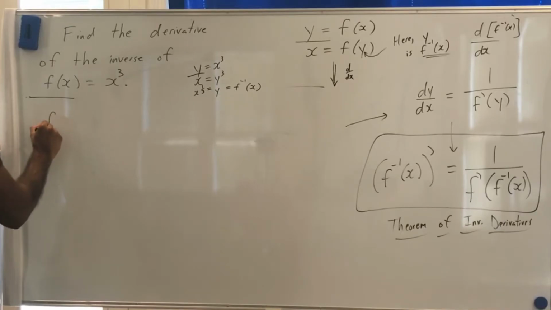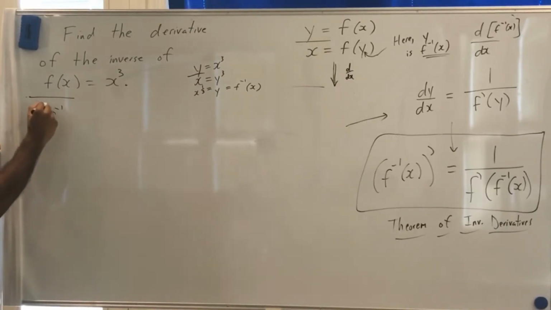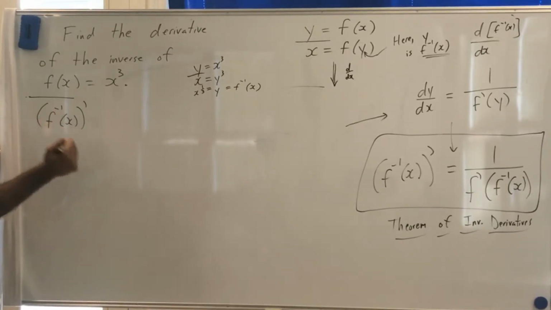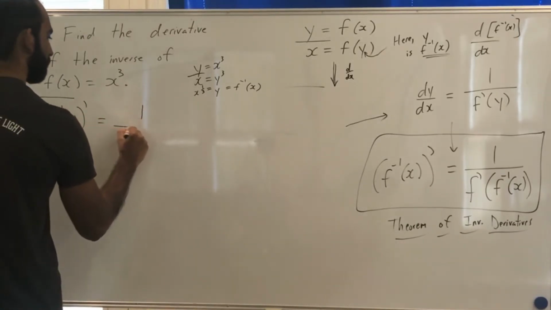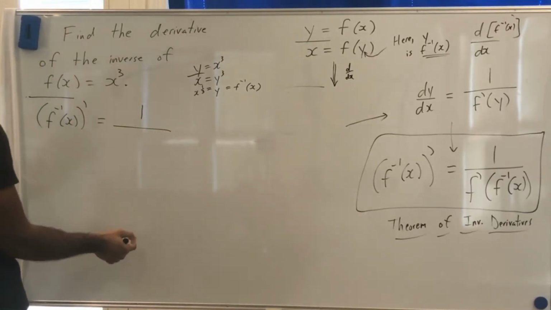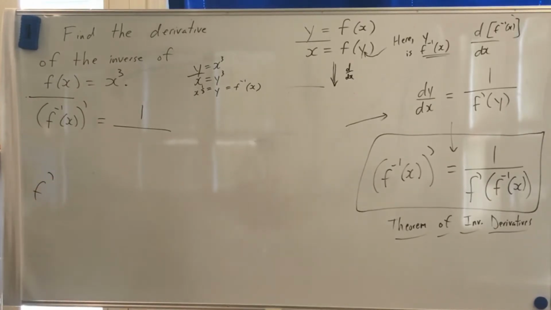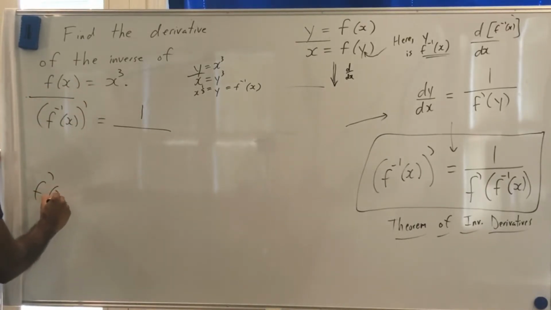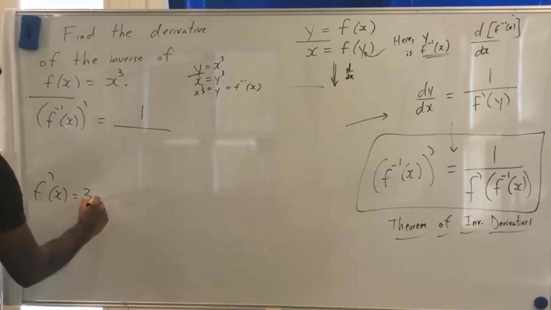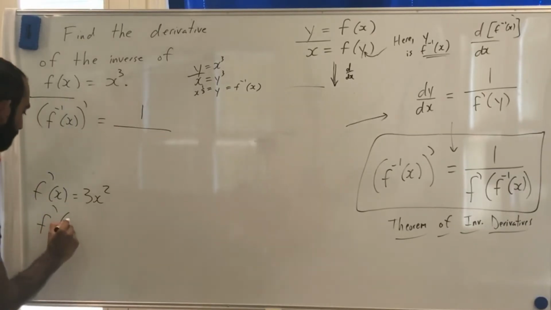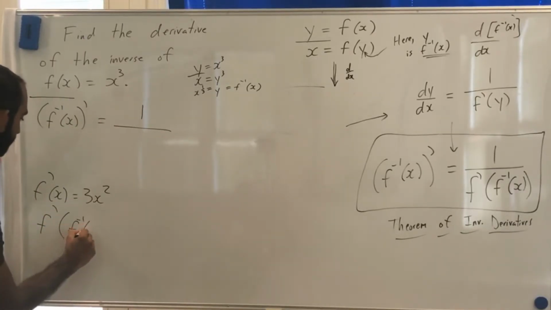So the derivative of f inverse is going to be 1 over f prime. That's another thing I need. Let's write down here. What is the derivative of plain old f? Here's plain old f. 3x squared. Just power rule that guy. Equals 3x squared. So what is f prime of f inverse going to look like?